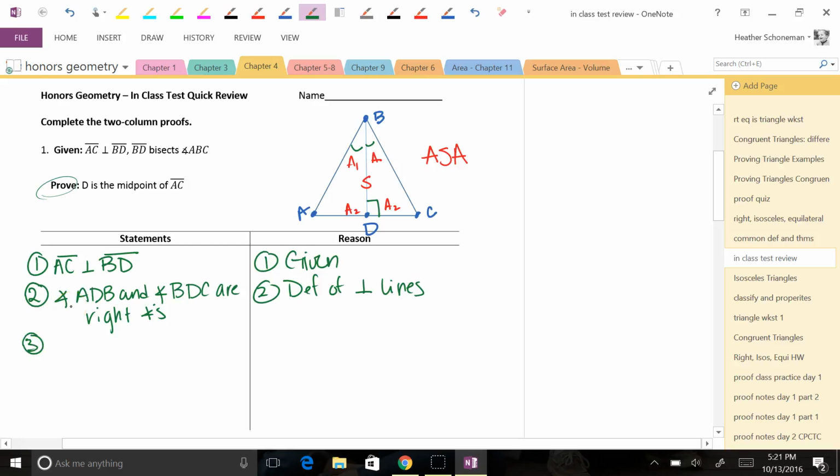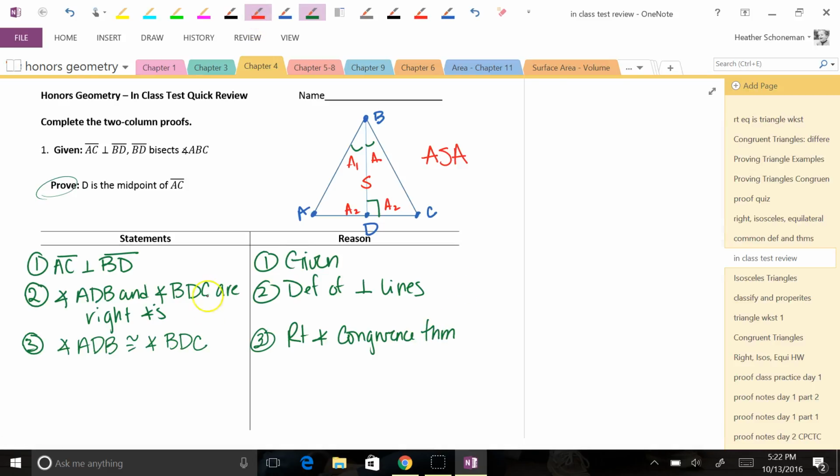Alright, now, when we're using angle, side, angle, we can't stop at right angles. We can only stop at right angles when it's hypotenuse, leg. So we have to take that a step further. So now that we know that they are right, now we can say that they are congruent, and our reason is the right angle congruence theorem. That gives us what we marked in our picture as angle 2.